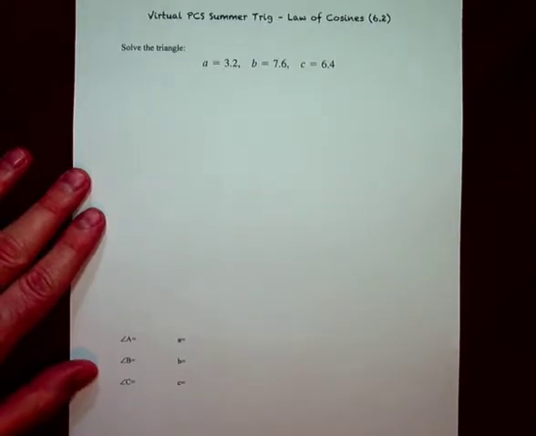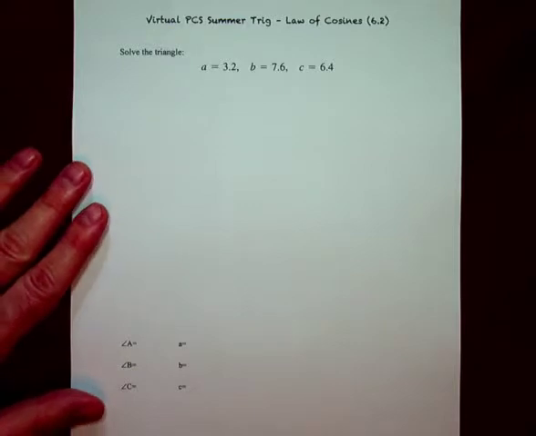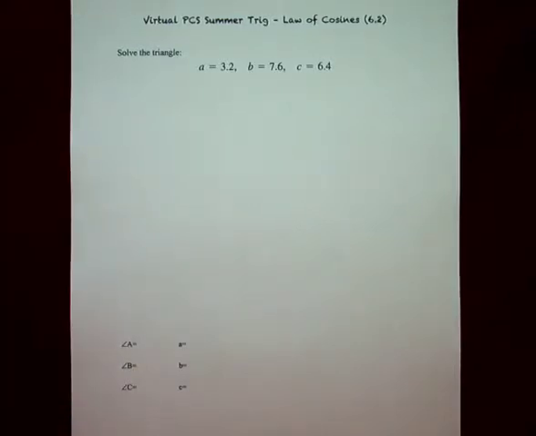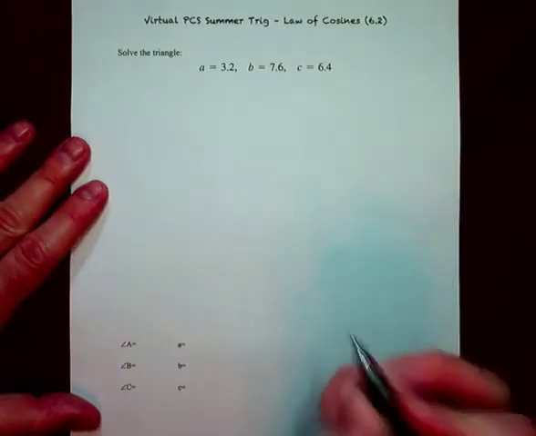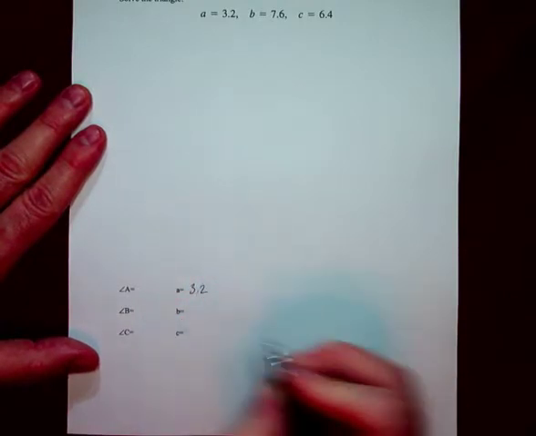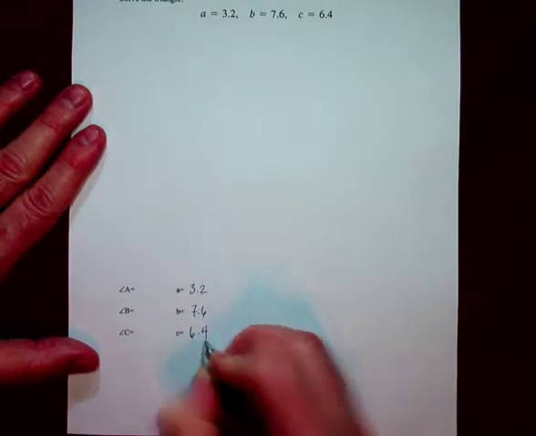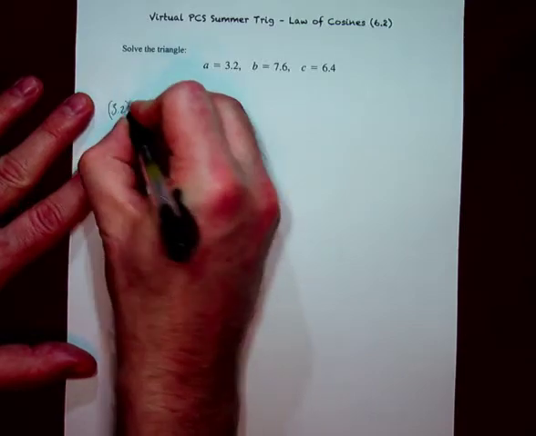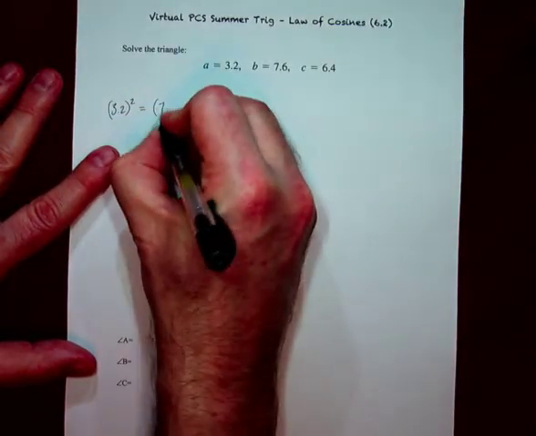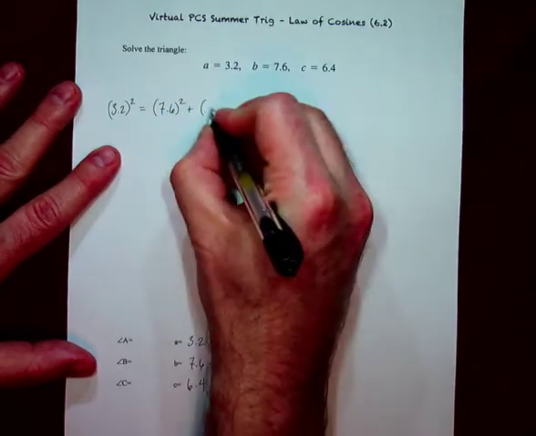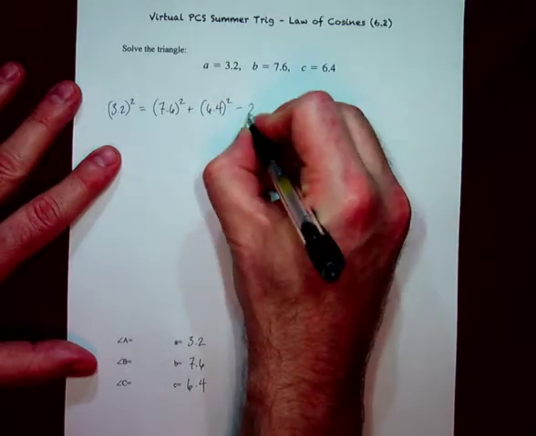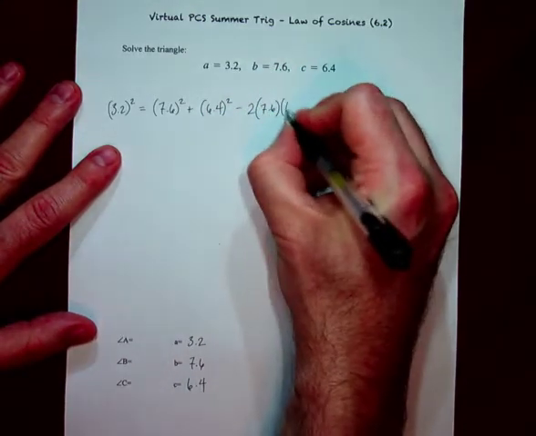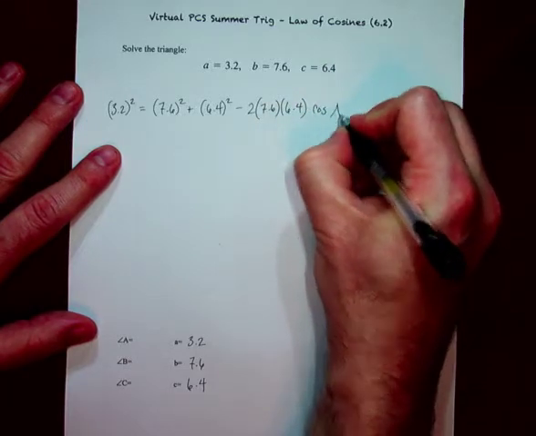Alrighty, again we have side, side, side. We can draw it if we wanted to. We don't have to. Let's look for A first. Let's fill in down here. We get 3.2, we get 7.6, we get 6.4. Now, let's say 3.2 squared, that's A squared, is equal to B squared plus C squared minus 2BC cosine of A.